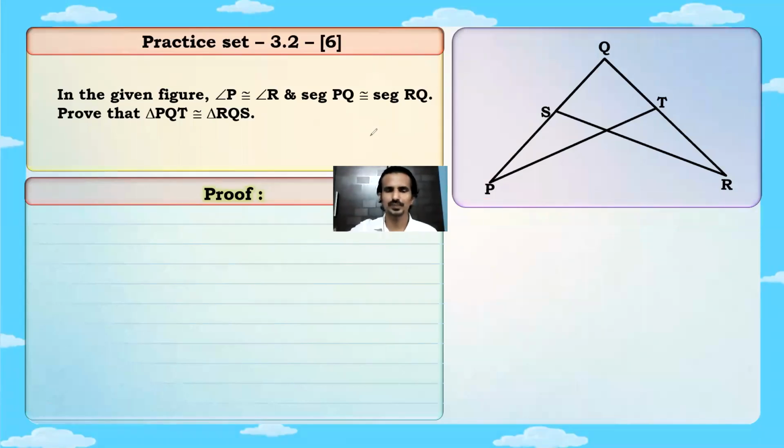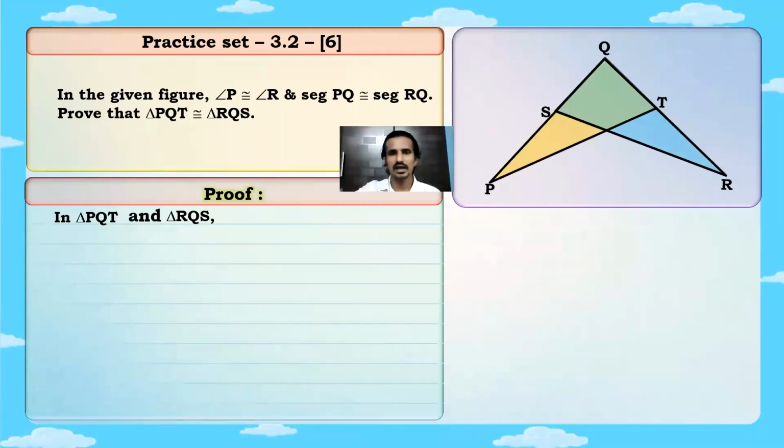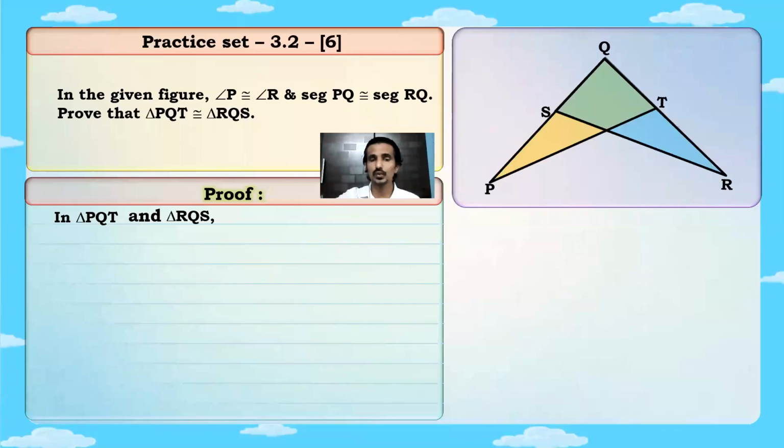All right. So in the proof, we first name the two triangles. The triangles are triangle PQT and triangle RQS. So write down the first thing: in triangle PQT and triangle RQS. And then we observe the equal parts. Let's see the equal parts here, all of you. The first equal part that is mentioned in the question itself is angle P congruent to angle R. So we have this one pair of equal angles, angle P and angle R. They are equal. The first pair we get is a pair of angles.